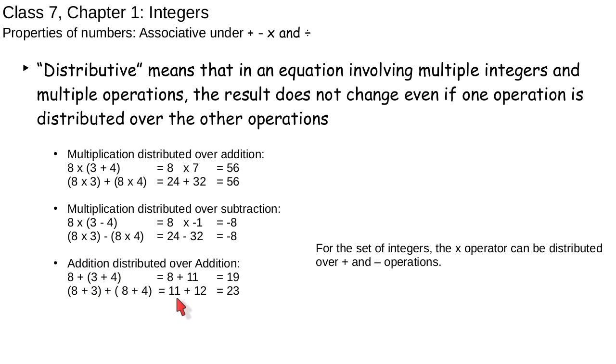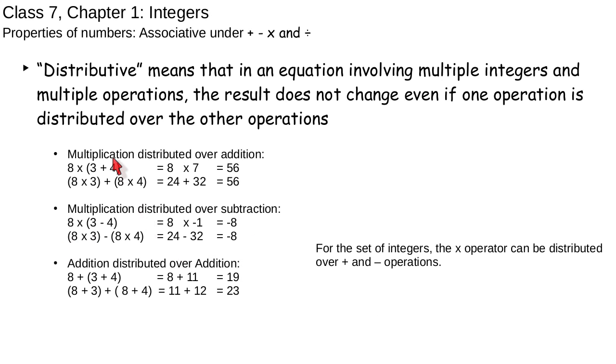This becomes 11 plus 12. Right? This 8 plus 3 within the brackets resolves to 11. 8 plus 4 becomes 12, which is 23. And obviously 15 is not the same as 23. Therefore, addition distributed over addition is not possible. Similarly, if you tried subtraction distributed over subtraction, that wouldn't work either. And so on and so forth.